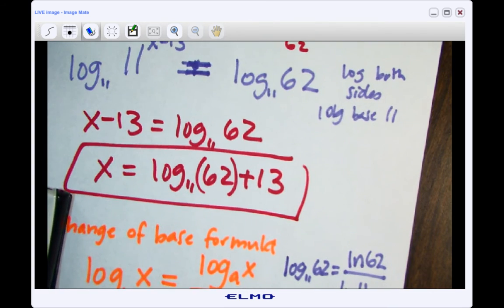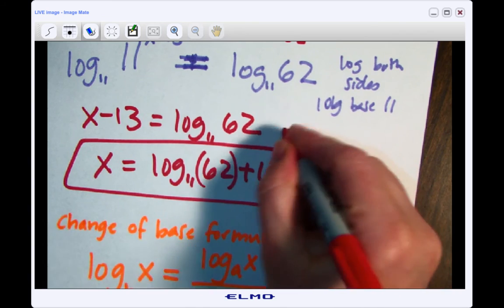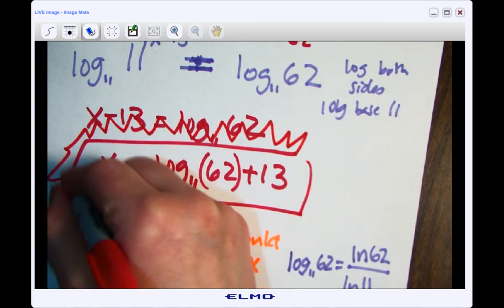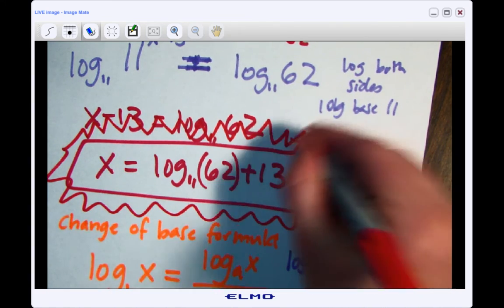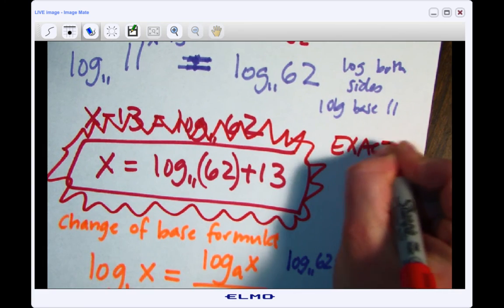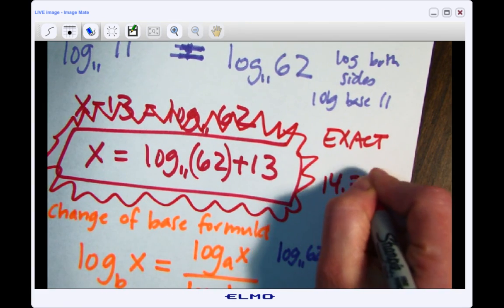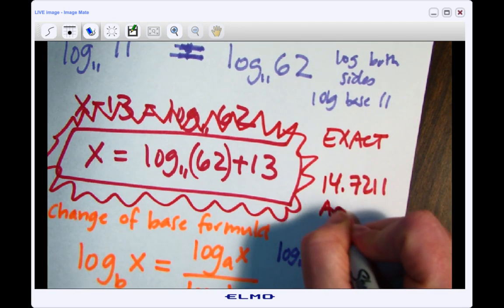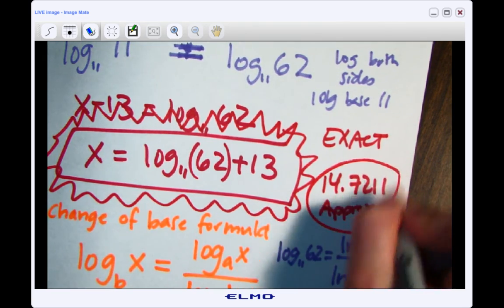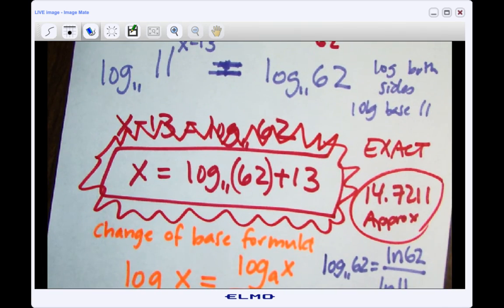But once again, if it were me, this is the answer I would probably want you to leave because I love this one. This is an exact answer. And if I convert it to decimal form, which we said was 14.721, that's just an approximation. So if they ask for an exact answer, they want you to leave the answer in terms of log anyway. Okay? I know that was a lot. Hopefully you were able to follow along or go back and look at anything that seemed confusing.